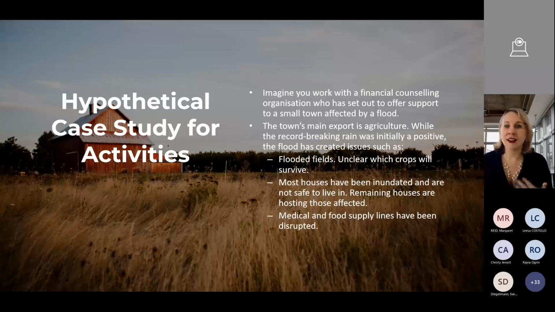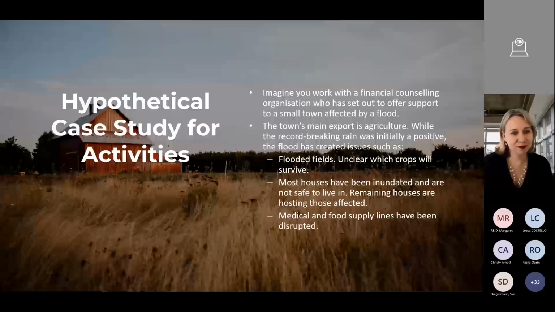The fields are flooded and they don't know which crops are going to survive. Most houses have been inundated and are not safe. So any house that was not inundated is now playing host to families who have been displaced, and the medical and food supply lines have been disrupted. So the people in this town are experiencing a whole range of different vulnerabilities at the moment.